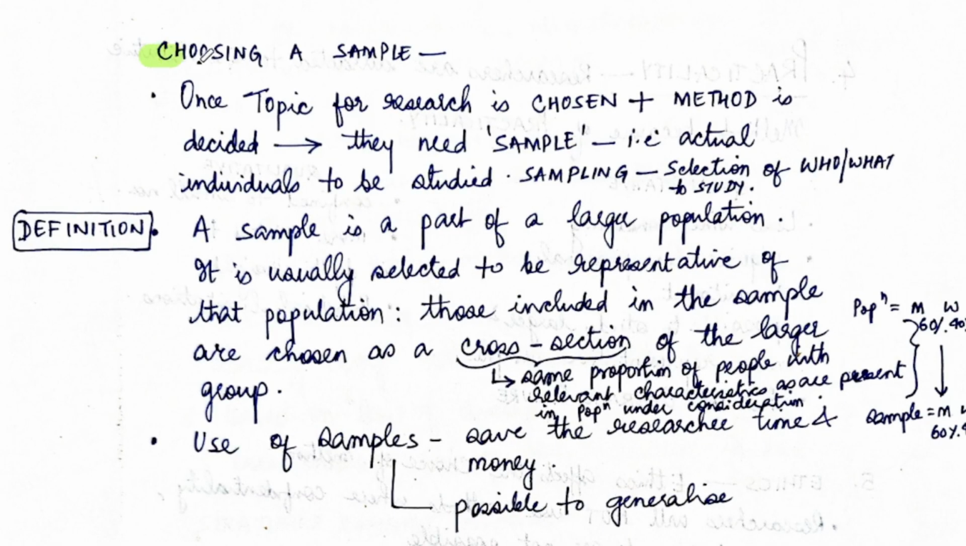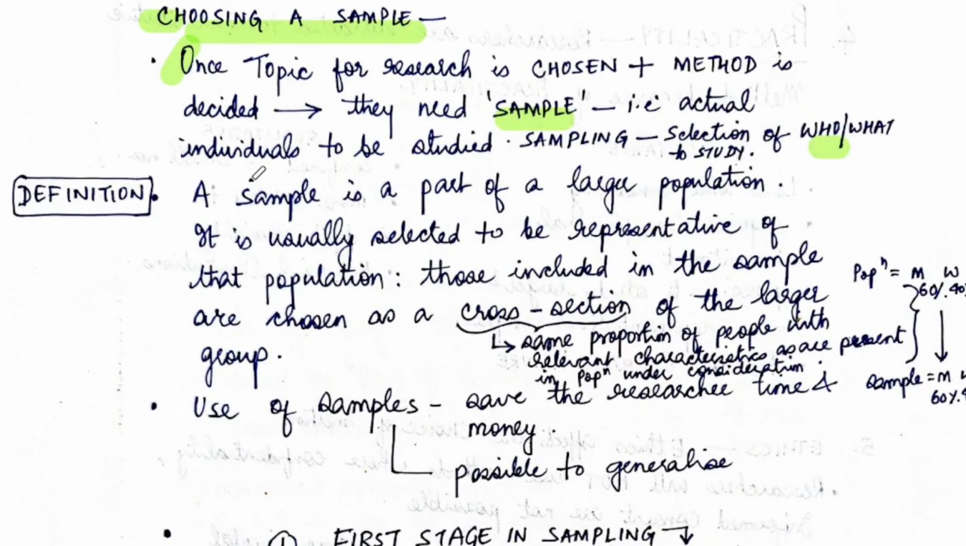So let us get into the first part, that is choosing a sample. Once the topic for research is chosen and the method is decided, we need a sample, that is, the actual individuals to be studied. Sampling is the selection of who or what to study. After we have framed our question and the method, whether it could be survey or interview or observation, we can't study everyone. We now have to choose a manageable subset, that will be the sample from whom we will collect our data.